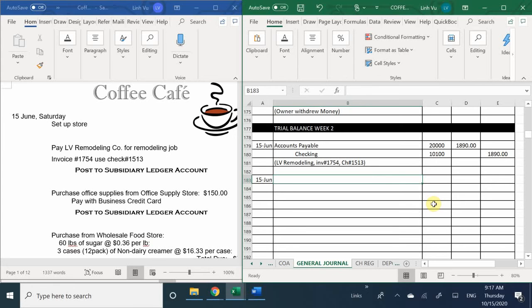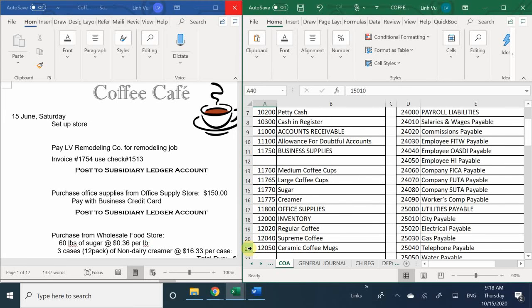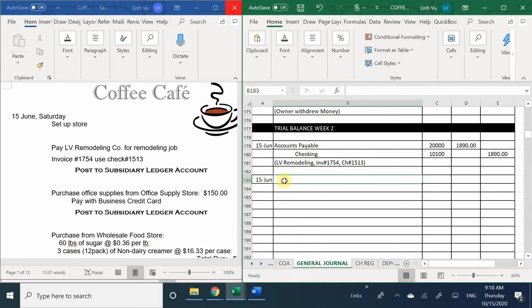Let's see, office equipment, debit. Not office equipment. What did we buy? Office supplies. Okay. So we're on the chart of accounts, looking for office supplies. What account number is office supplies? 11800. All right. Are we debiting or crediting our office supplies? Debiting. Okay, for 11800. All right. Debit 150. We're going to debit it for 150. All right. Now what's next?